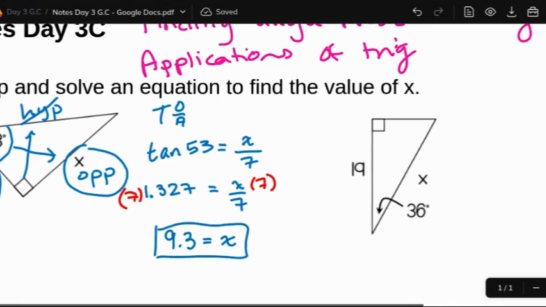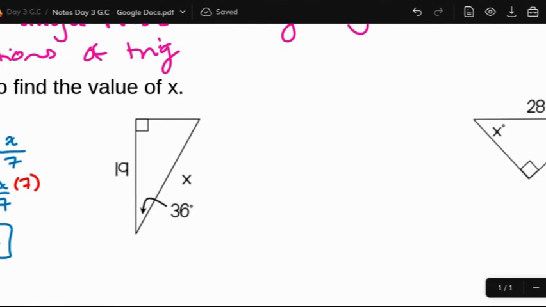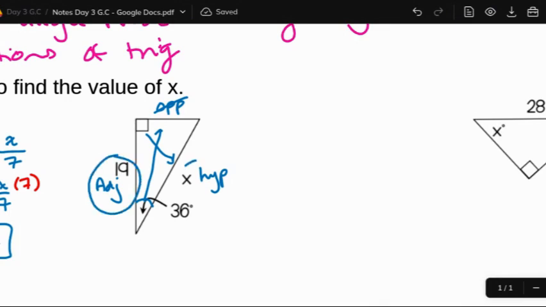So it's the same idea with the second problem. We have the given angle, which is the 36. So there's nothing on the opposite side, so I'm not going to be using opposite. There is an x on the hypotenuse, and there's a 19 on the adjacent. So looking at the two sides of adjacent and hypotenuse, that looks like I'll be using the trig ratio cosine, CAH, so CAH TOA. So the cosine of the given angle 36 is equal to the adjacent side, which is 19, over the hypotenuse, which is x.